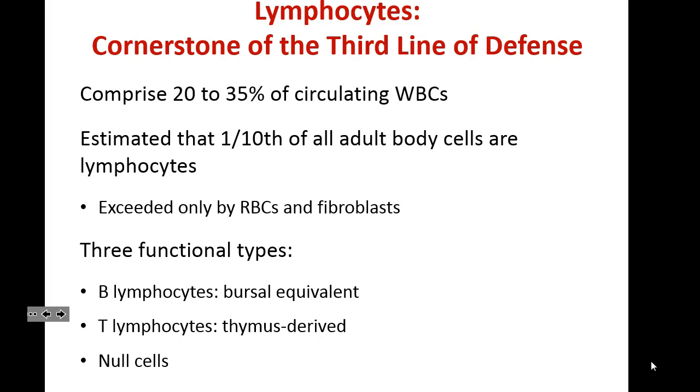Lymphocytes are the cornerstone of the third line of defense. They comprise 20 to 35% of the circulating white blood cells. It is estimated that 1/10 of all adult body cells are lymphocytes. They are exceeded only by the red blood cells and the fibroblasts. They have three functional types: B lymphocytes, bursal equivalent; T lymphocytes, thymus-derived; and null cells.